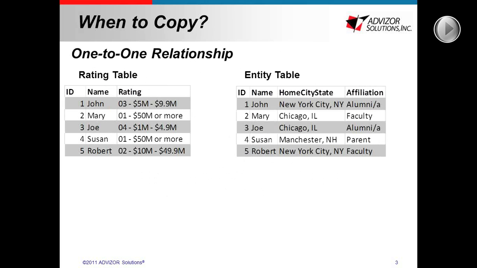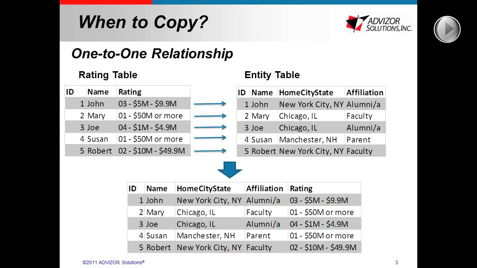So here I have a sample of some higher ed fundraising data. And the key field would be ID, since that's the unique identifier for each entity. And I want to copy rating from the rating table over to entity. And I can tell that just from looking at it that each ID is in the rating table once and each ID is in the entity table once. So I can copy when the relationship is 1-to-1, and this would be the result.